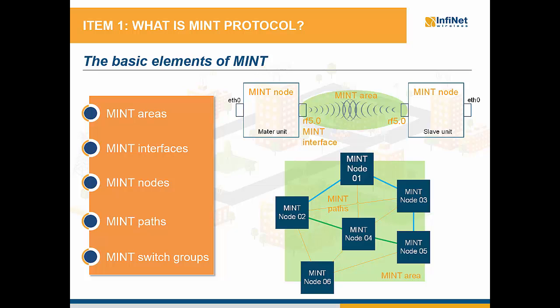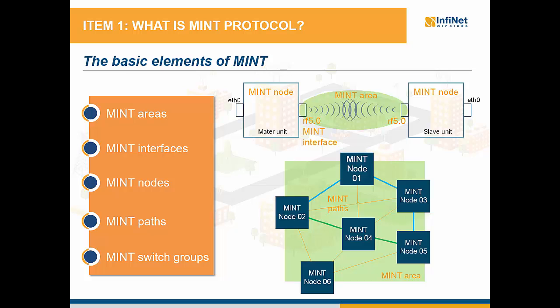So we have a very clear definition of a MINT area. We have a very clear definition of MINT interfaces. These are RF or PRF interfaces. A MINT node is actually any kind of Infinet Wireless unit from the R5000 family, and MINT paths are any kind of possible connection. They are not necessarily active connections. They can be possible connections, and in the future those possible connections can become active.